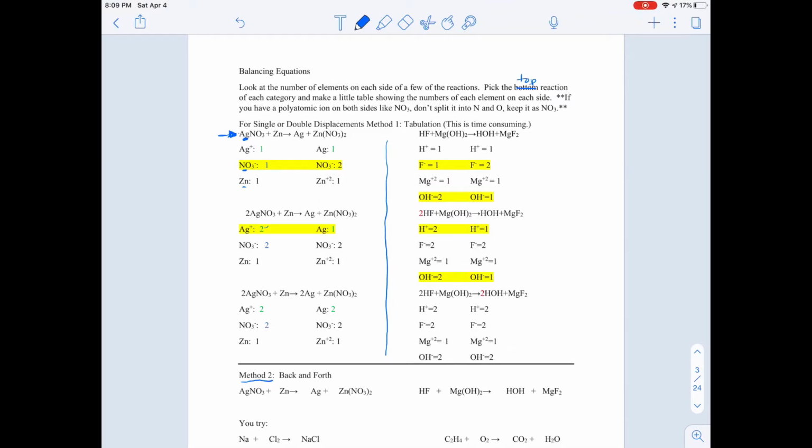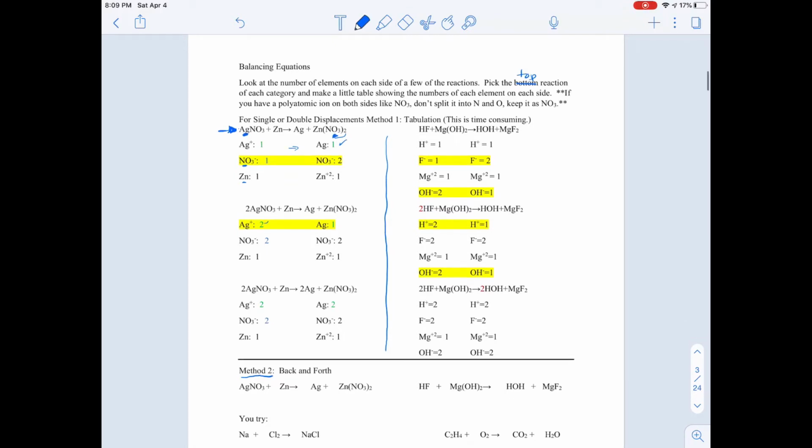Now we look on the right side of the arrow. So this is like on the other side of the arrow. Notice we have 1 aluminum. That's great. Notice we have 2 nitrogens. That 2 only refers to what's inside the parentheses. It doesn't count towards the zinc. But we have 2 of that whole group. And then we have zinc. So notice we've got something that's off. So what I'm doing is I've highlighted what's off. And so we're going to fix it.